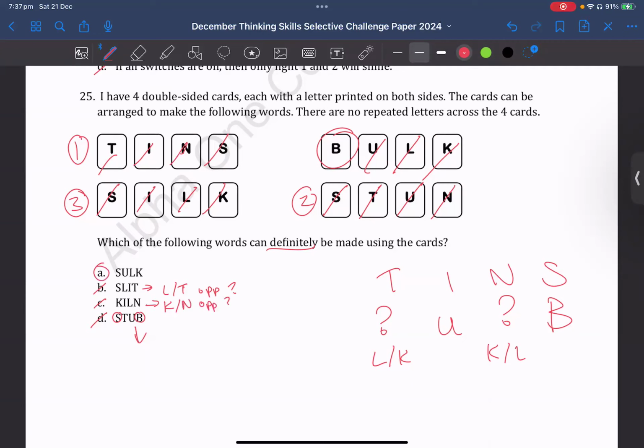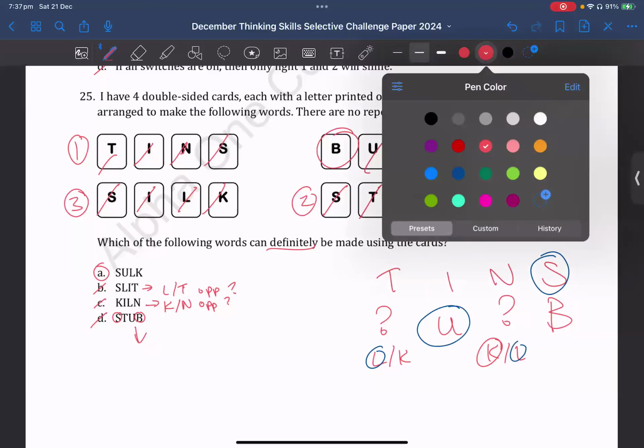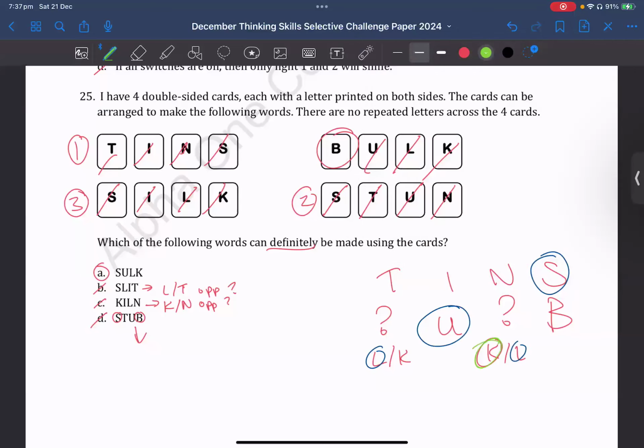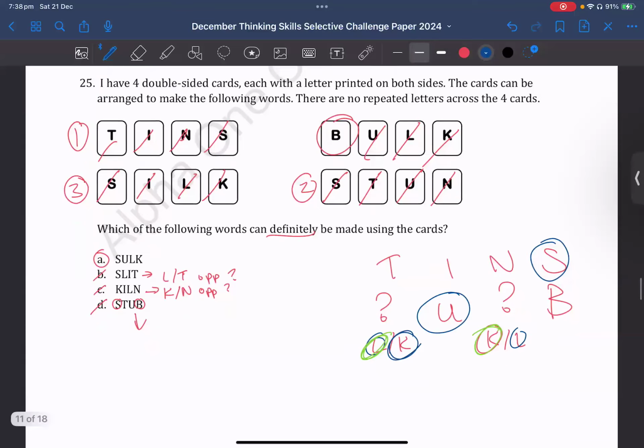However, A definitely works because, S, U, L, K. Or you could also do the K, sorry, I've just done the wrong one. You could do the K and the L, or the L and the K from the other one there. So it works either way. Alrighty, moving on to 26.